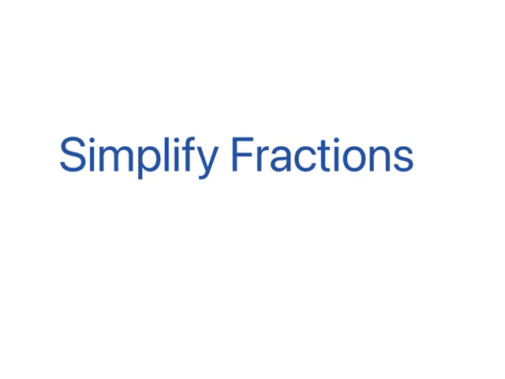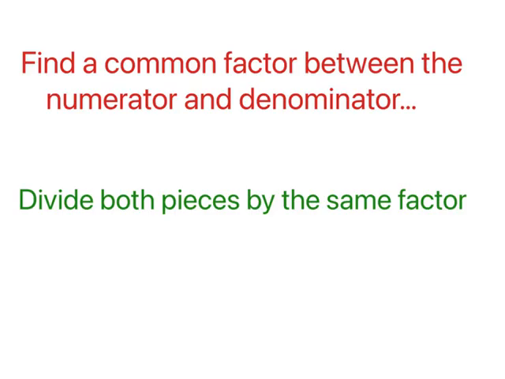Let's simplify some fractions. Now, generally when you're working with fractions, you always want to make sure that your answer is in simplified form. It's kind of a common thing that this is what we want. So when you are looking at simplifying fractions, the first thing you're doing is looking for a common factor between the numerator and the denominator. So what number divides evenly into both the top and the bottom? And then we want to divide both pieces, both the numerator and the denominator, by that same factor.